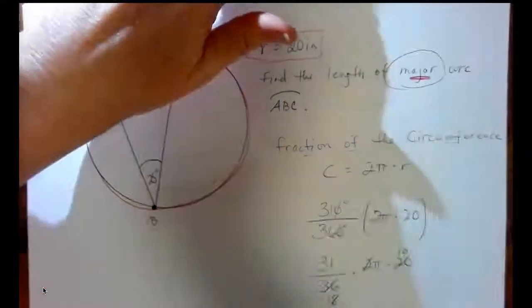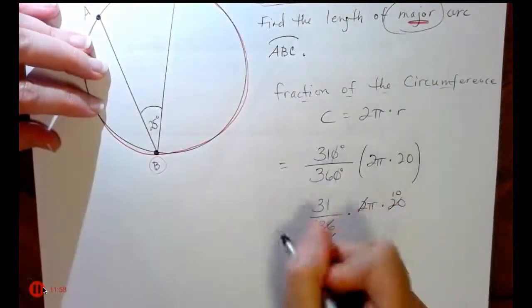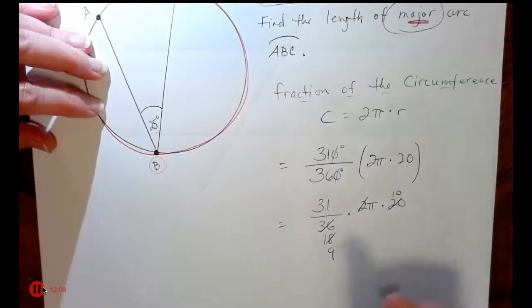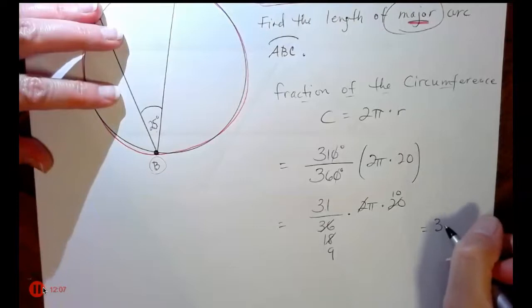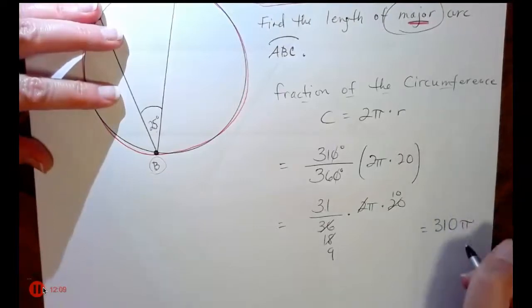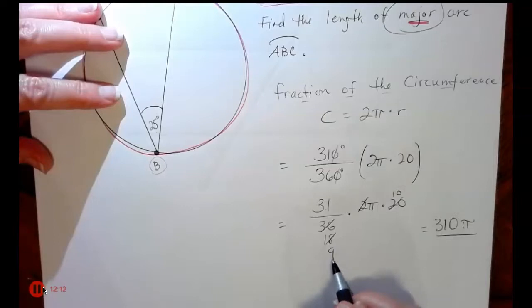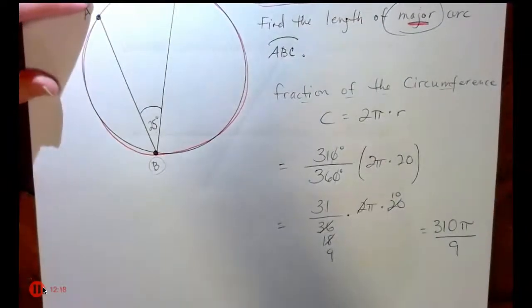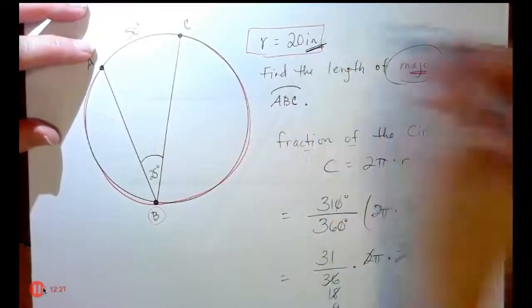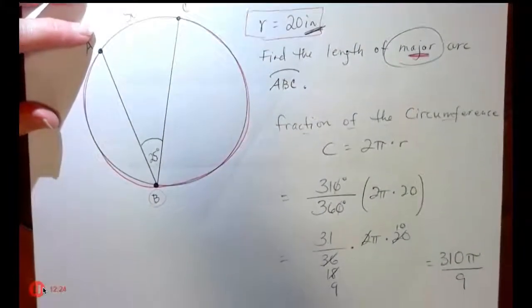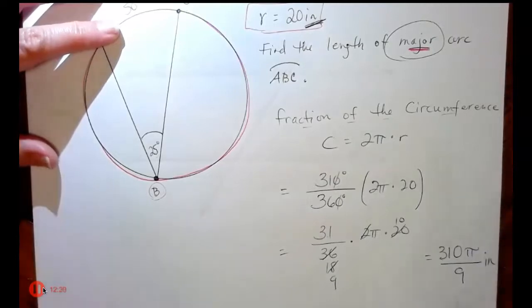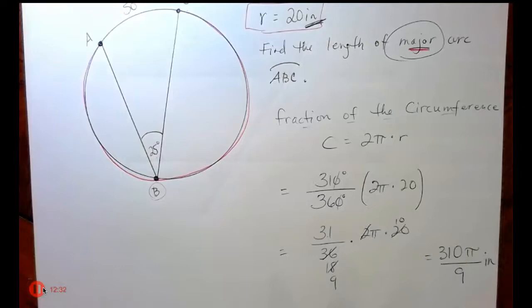So what do we have left? All we've got to do is multiply straight across here. 31 times pi times 10 is 310 pi, and all that remains in the denominator is 9. So there's our arc length. Arc length, of course, is linear. So we're going to take that linear unit from the radius and say that this is 310 pi over 9 inches. That's the exact answer in terms of pi.